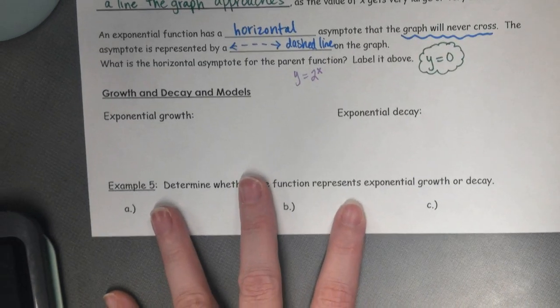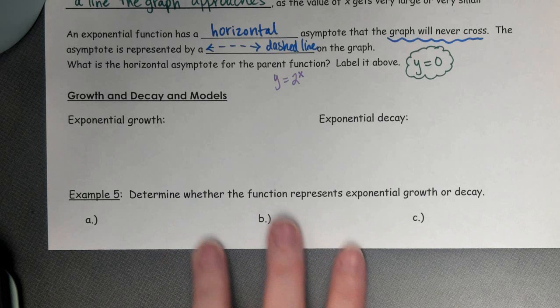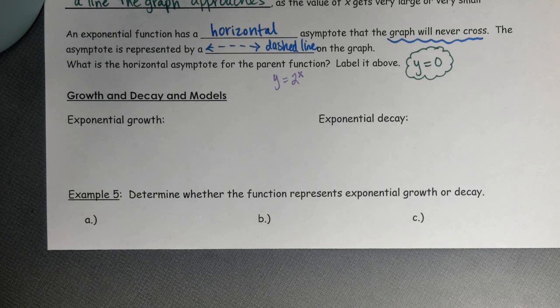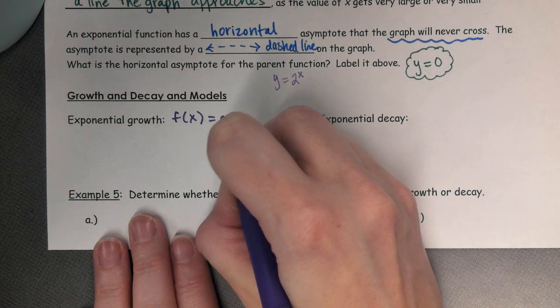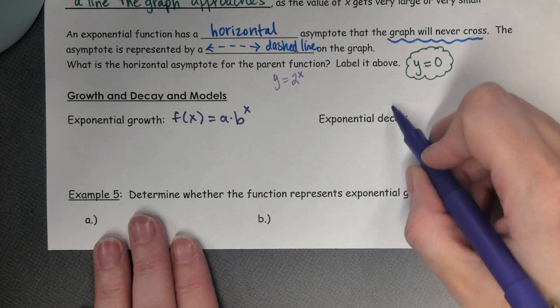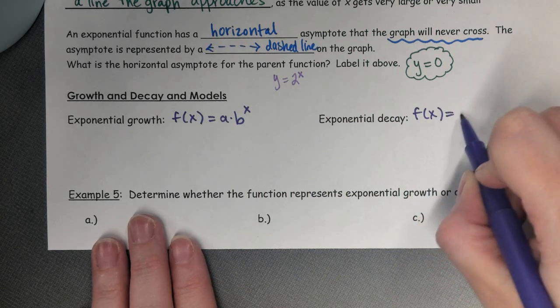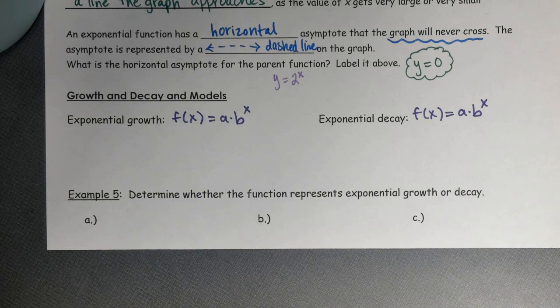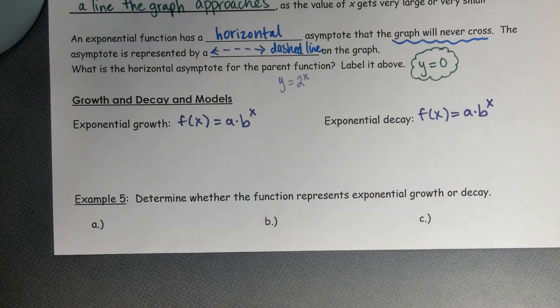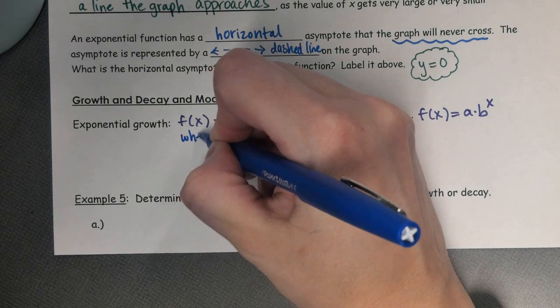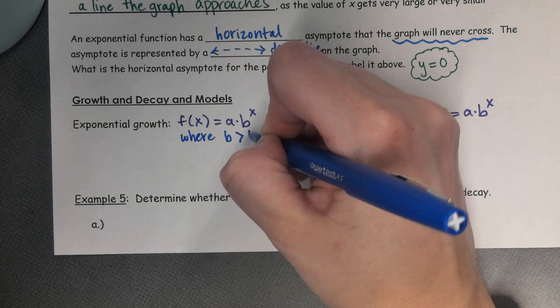Okay, so the two types of exponential functions we have are exponential growth and exponential decay. Now, they have the same equation. So f of x equals a times b to the x. Okay, it's the same exact equation for both. The only thing that changes is going to be the value of b. So this is f of x equals a times b to the x, where the b value is greater than 1.